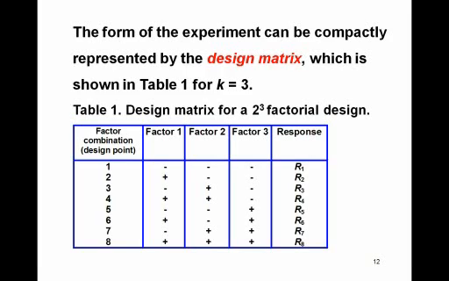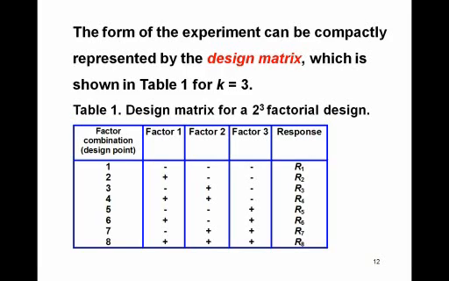at factor 1, and you notice that we go minus, plus, etc. And then when we go to factor 2, we have 2 minuses, 2 pluses, and so forth. And then when we go to factor 3, we have 4 minuses and 4 pluses. And this actually gives us our 8 factor level combinations.